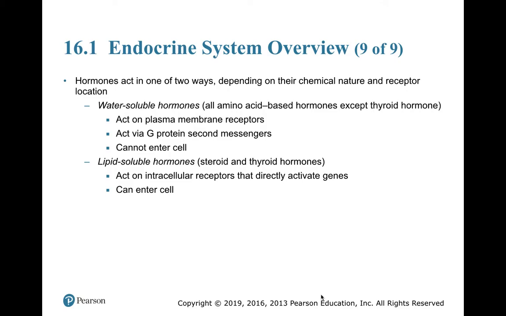Endocrine system. As we said at the end of the last set of slides, hormones act in one of two ways, and that depends on the chemical nature of the hormone, which will help determine where the receptor is located, either on the surface of a cell or internally. So the water-soluble hormones, the amino acid-based ones, except for the thyroid hormone, have plasma membrane receptors. They work through a G protein second messenger system. They never make it into the cell.